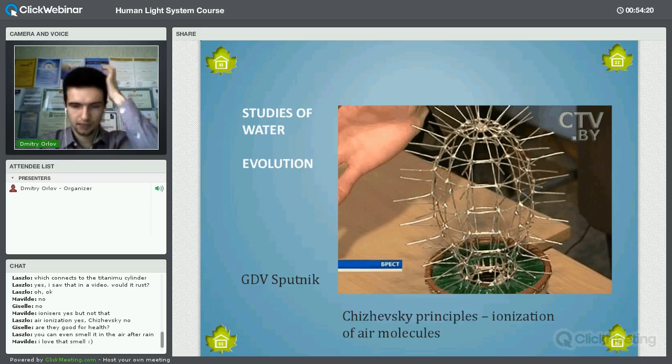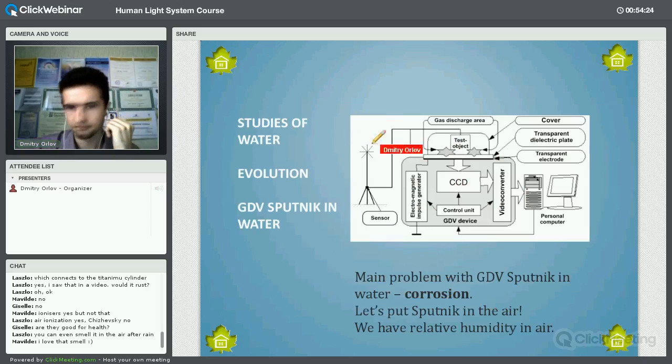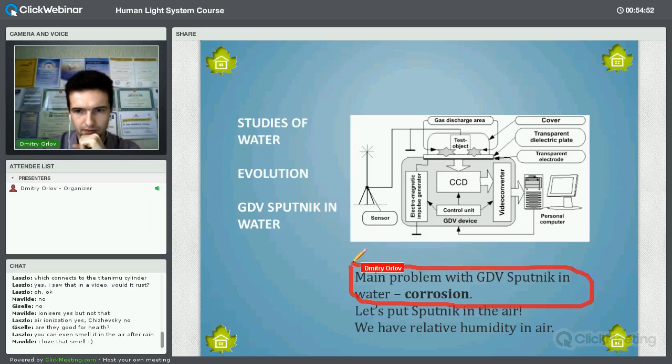So those were the ideas that we developed at that time, and the first time Americans saw this sensor, they said, "Ah, that's Sputnik from USSR." From that time, it became the name of this sensor, GDV Sputnik. Of course, the main problem was corrosion. And we thought that we have relative humidity in the air anyway, so let's put Sputnik in the air and we will measure the water in the air with the same sensor.